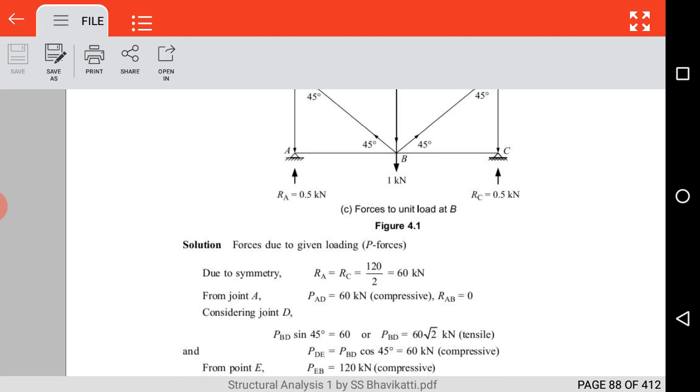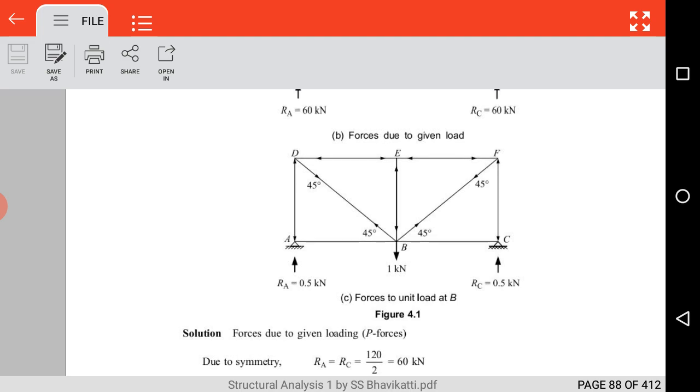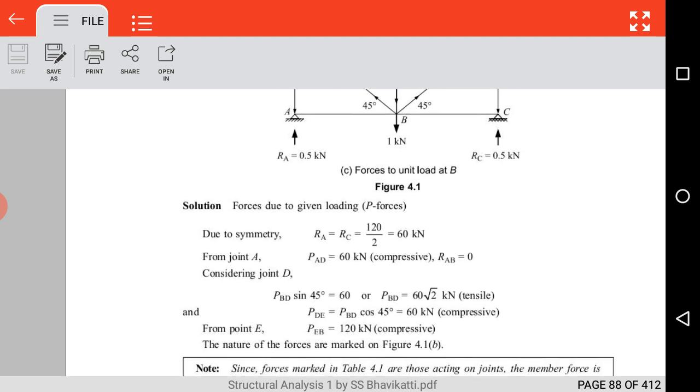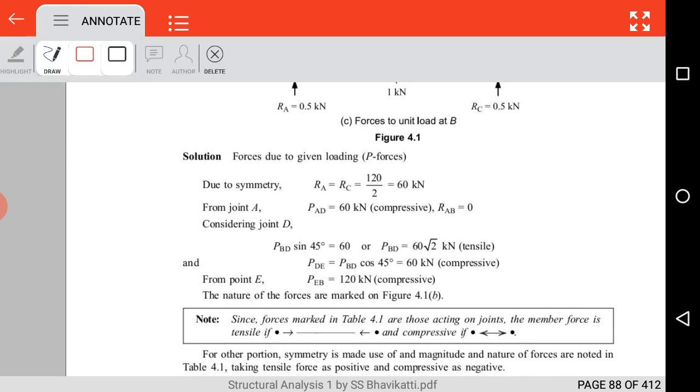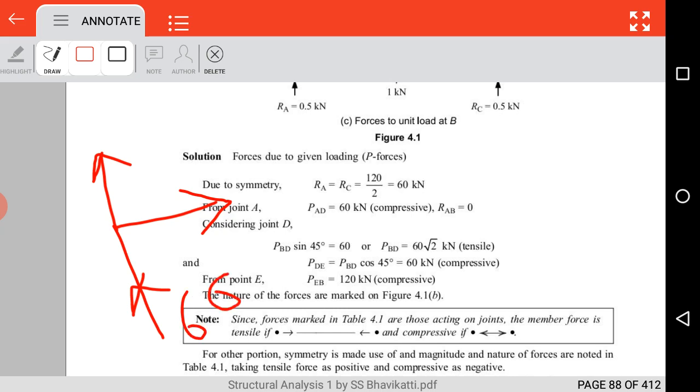From the joint A, we can say that the member AD will be having the force equal to 60 kilonewton. We can use the method of joints and calculate the force. At the joint A, we are having 3 forces: one is our reaction RA, one is the member force AB, and one is the member force AD. This reaction we have already got as 60 kilonewton. The member which is opposite to the reaction carries the same load.